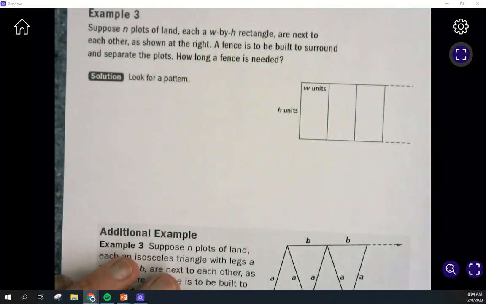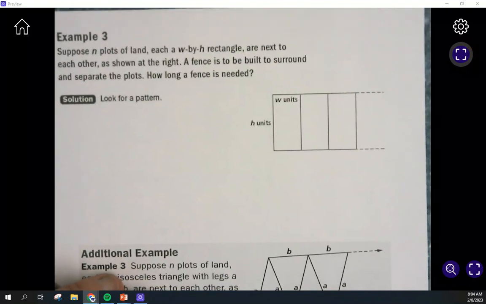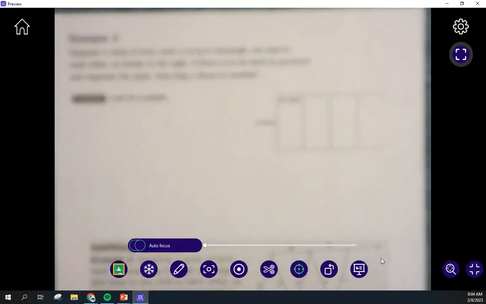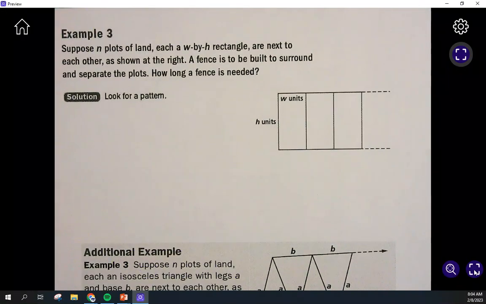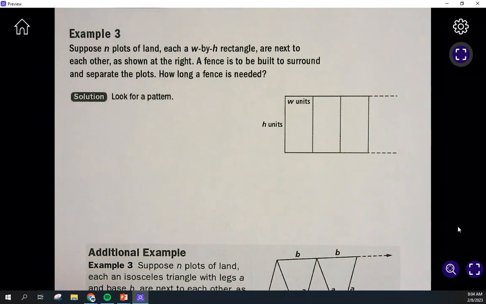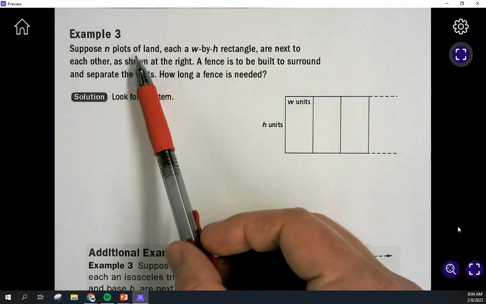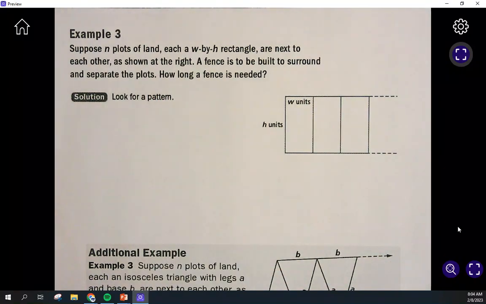All right, if you flip this over now, this is going to feel a lot like algebra, which some of you will like, but obviously we're relating this to shapes, so it is geometry. Example 3 says, suppose n plots of land, so any number of plots of land. Plots of land is like when you buy a house, it's on an acre, that's a plot.